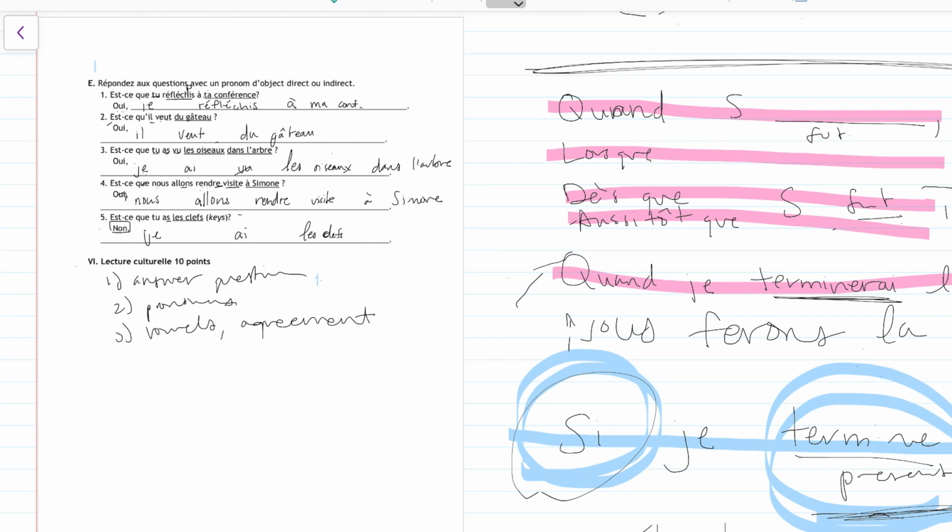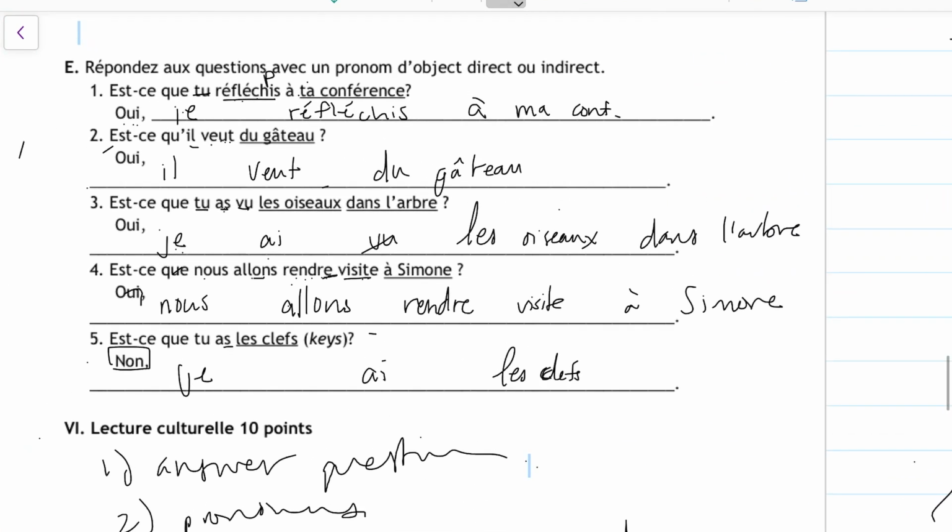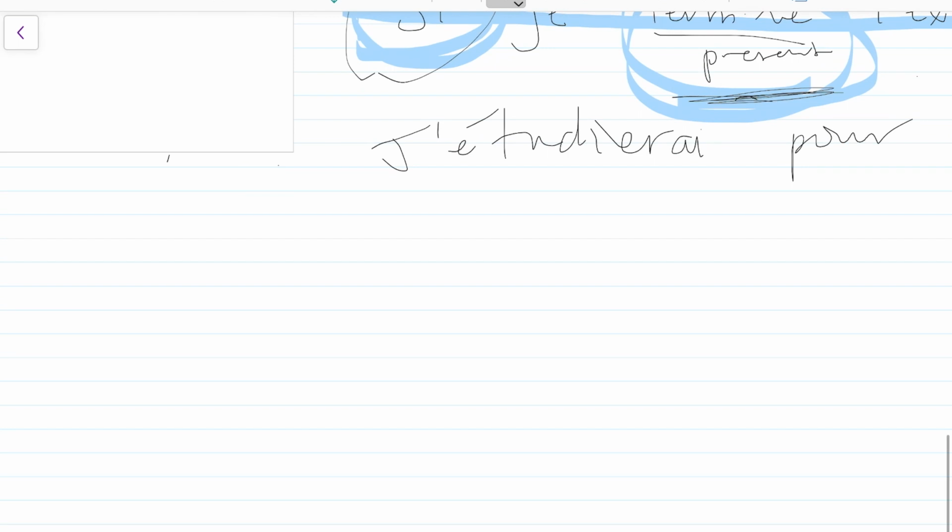So once you've done that, then you want to figure out which pronoun you're supposed to do. So, of course, it's going to be the underlined thing. So, à ma conférence, du gâteau, les oiseaux and dans l'arbre is two different ones. À Simone, les clés. Okay? So, in terms of our pronouns, here we go.